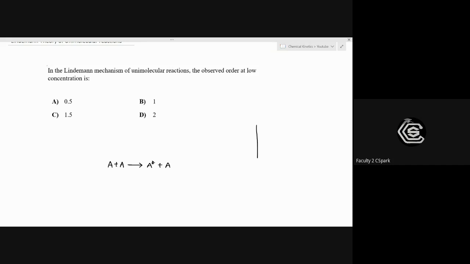If we draw an energy profile diagram, this, let's say, is the position of the reactant. It will get excited and reach this position A star. Upon reaching this position, it can take two pathways. Either it can come back to the initial state itself, like A plus A star will give us back our reactant molecules, or it can decompose. It can decompose to form the product. That is, A star can be decomposed to form the product.